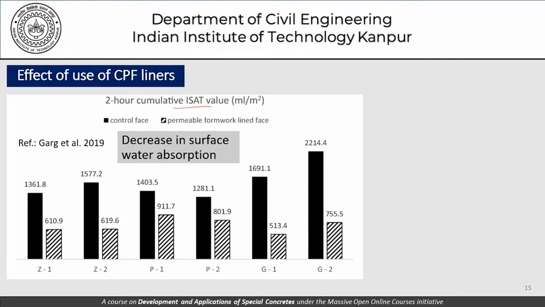How much is the reduction? How much is the initial value? Of course, it is a matter of experimental research, so let's not bother so much about it. But the fact remains that if we have an appropriate CPF liner applied to the formwork at the time of construction, it will greatly help in reducing the surface water absorption, which is one of the measures of the permeability of the surface concrete.